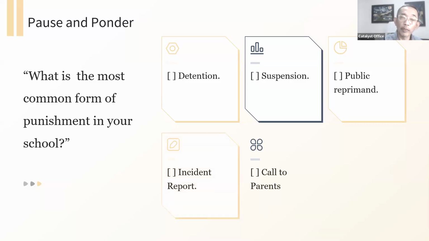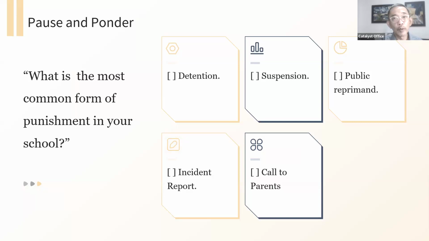Is it an incident report, which outlines and details the offense, puts it on record, and sometimes is even sent to the parents, so that they will be informed? Or is it a telephone call to the parents telling them, okay, your daughter did not submit the project that was due yesterday, right? So which one is it? And which one is your go-to consequence or punishment?